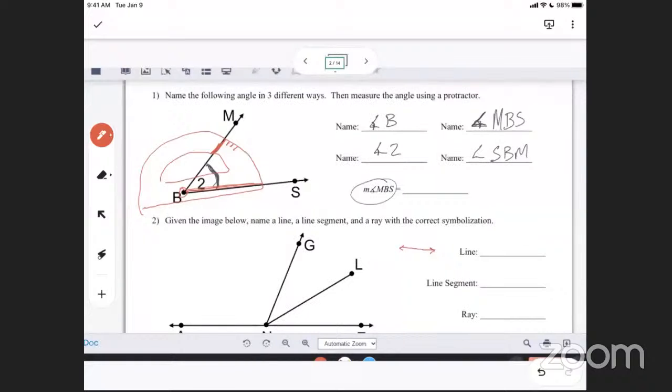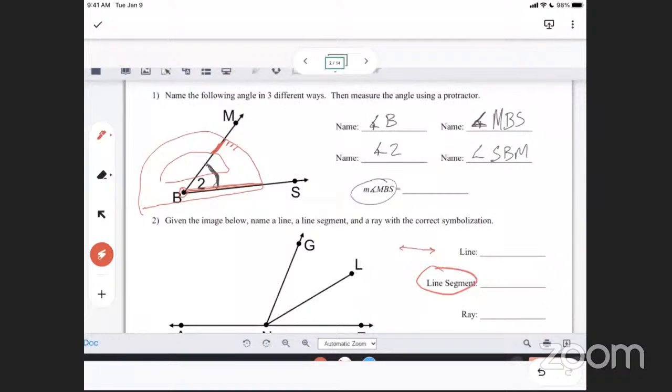Is this one a line right here? No, it's an angle, right? Well, this is just a ray. This is an angle right here. This is a ray. You follow that? Yeah, I see that.